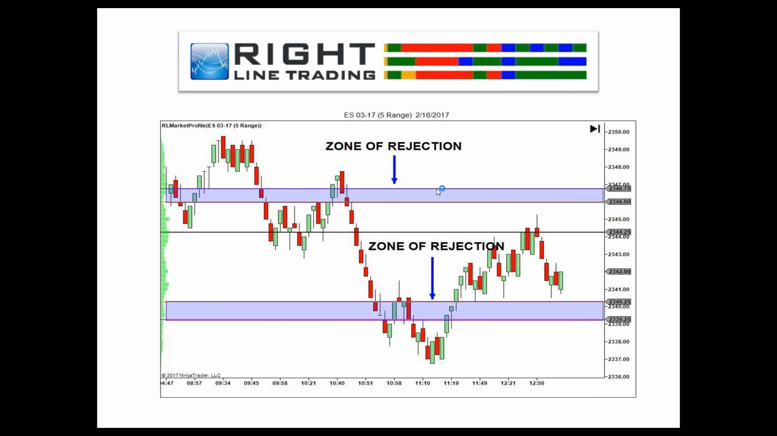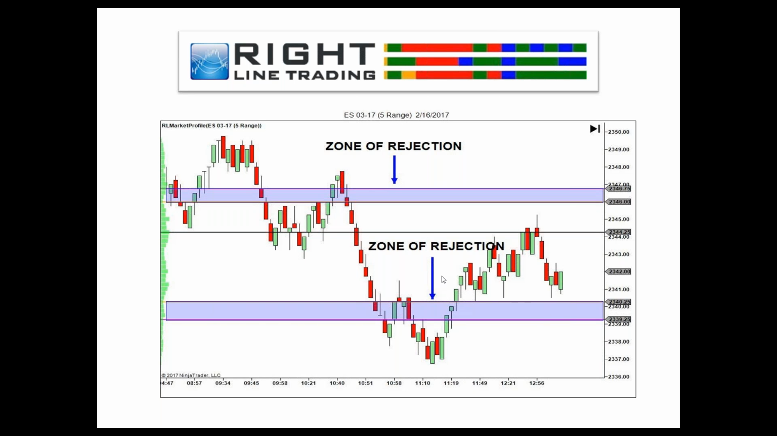The value area high is pushing price down because it wants to keep price within this fair value area. The same thing for the value area low, pushing price up. These low volume nodes are rejecting price simply because there's no volume crossing at that particular price. Traders have decided they don't want to trade, in this particular case, the E-mini at 2346 or at 2340.25. So these areas become very, very difficult for price to move through.